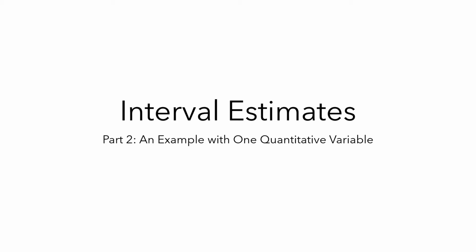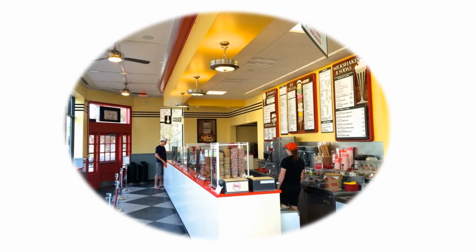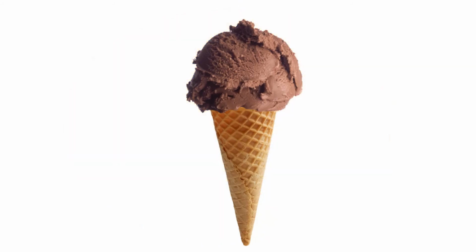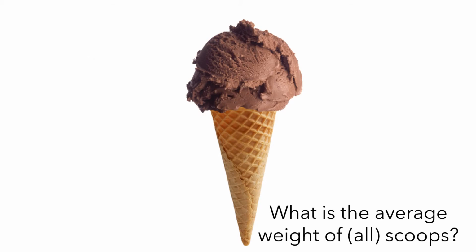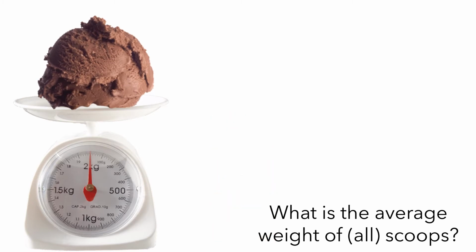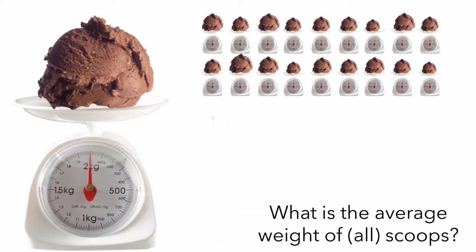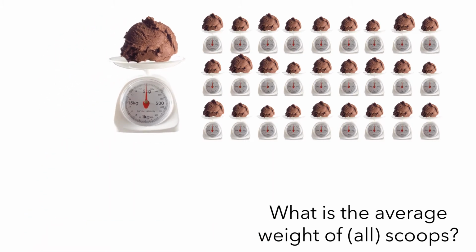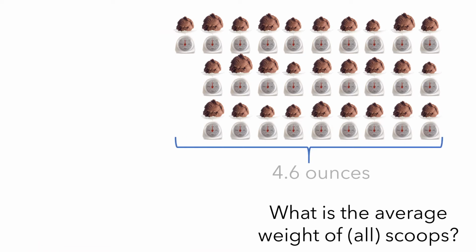In this video, I'll show you how to construct interval estimates for a quantitative variable. When you visit your local ice cream shop, you like to get 1 scoop of chocolate ice cream. The scoops seem pretty large to you, and you wonder, what is the average weight of all scoops at the shop? You weigh your scoop. With the help of your friends, you order 27 more scoops of ice cream and weigh them. You compute the average weight of the scoops and get 4.6 ounces.